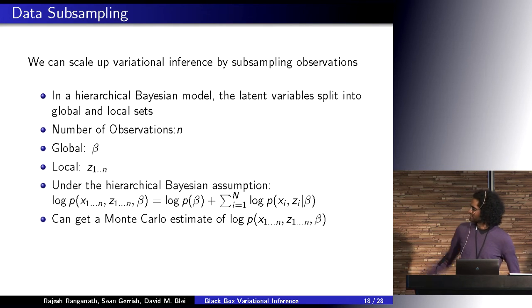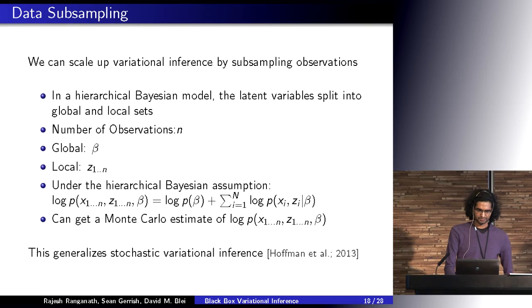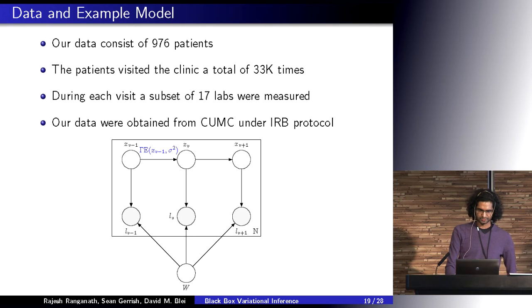And now once everybody sees the sum on the right, they'll be like, to get a Monte Carlo estimate of this, all I need to do is sample uniformly and scale by n. And that can provide a huge computational speedup for us. And this generalizes the stochastic variational inference algorithm of Hoffman et al., which only works in this specific modeling setting called the conditionally conjugate exponential family.